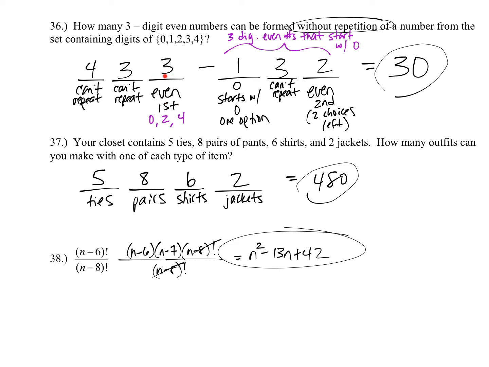I cannot repeat this number here, which is why this number is a 4. There's only 4 options left after I pick the even number to go here. And then again, I can't repeat again, so this one goes last. So I choose a number for here out of only 3 choices. I only have 4 choices here since I can't repeat, and then 3 choices here since I can't repeat.